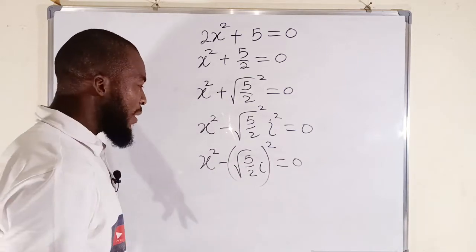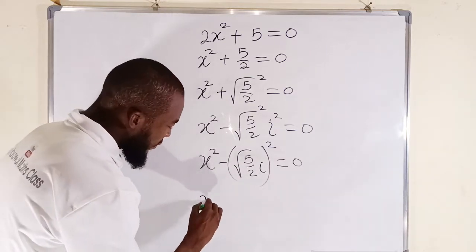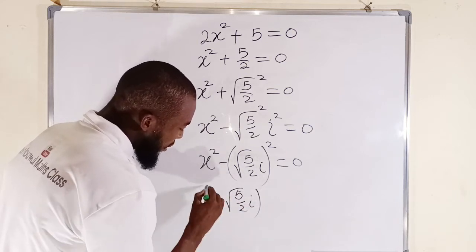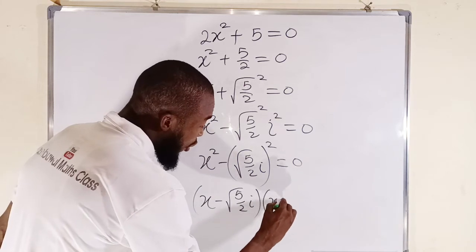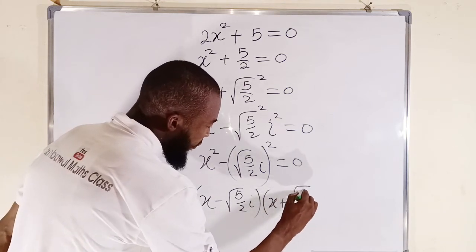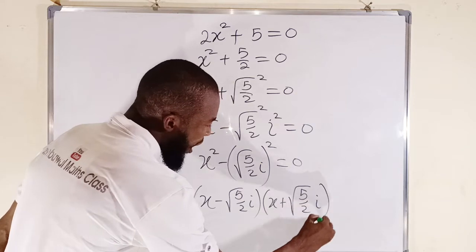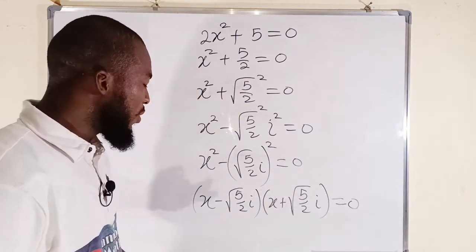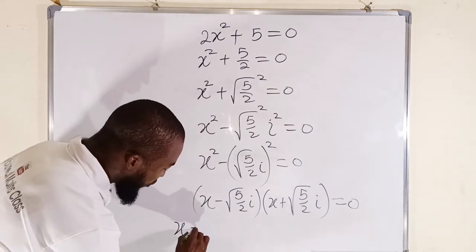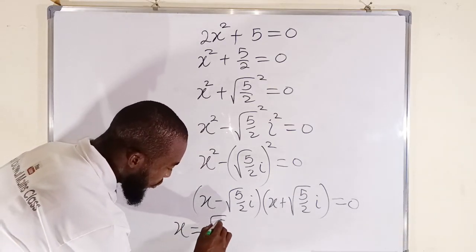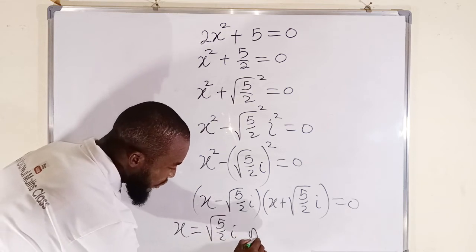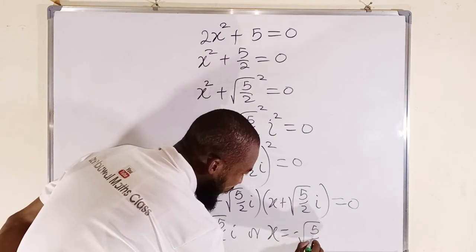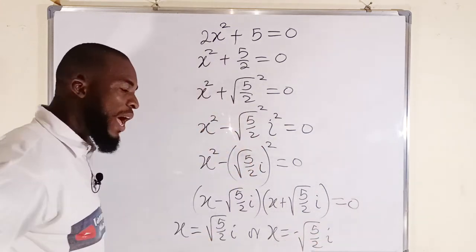Now we can factorize it applying difference of two squares. This is x minus root of 5 divided by 2 times i, multiplied by x plus root of 5 divided by 2 times i. This is equal to 0. By setting each factor to be equal to 0, it implies that x could either be positive root of 5 divided by 2 times i, or the other one, x equal to negative root of 5 divided by 2 times i.